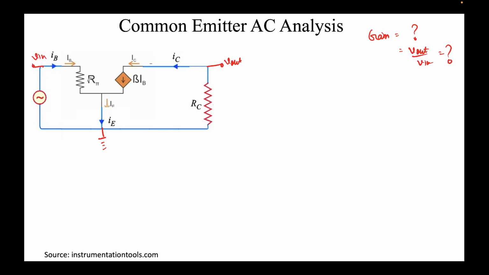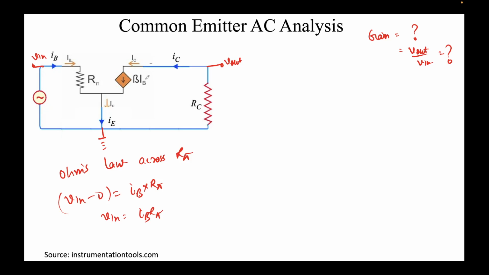Right? So if I apply Ohm's law across this resistor, across R pi, what will I get? I'll get V in minus 0. You see, one end is V in, the other is 0. I'll get V in minus 0 equal to current, that is IB, times R, that is R pi. So I'll get V in equal to IB times R pi.